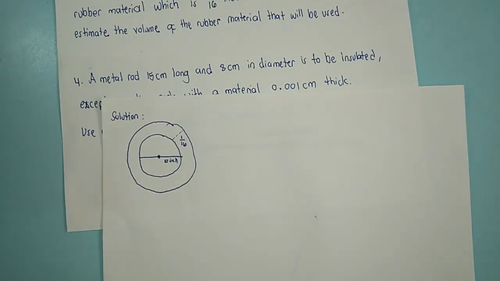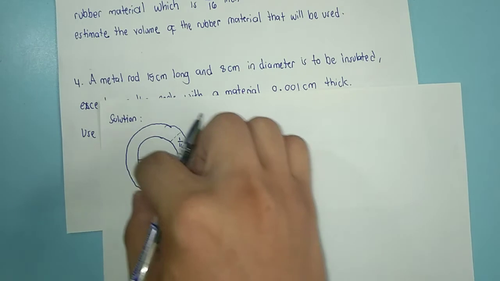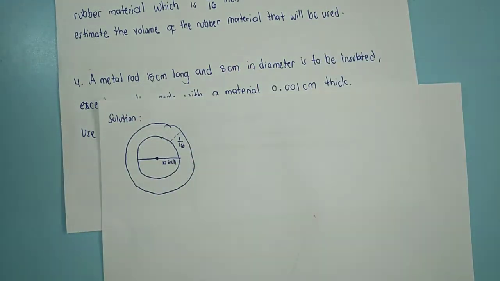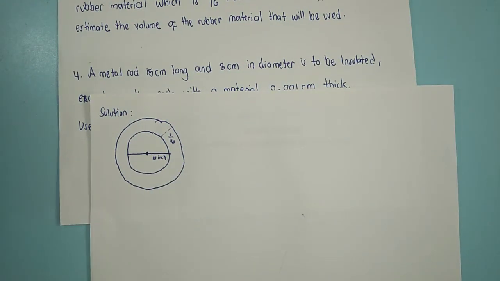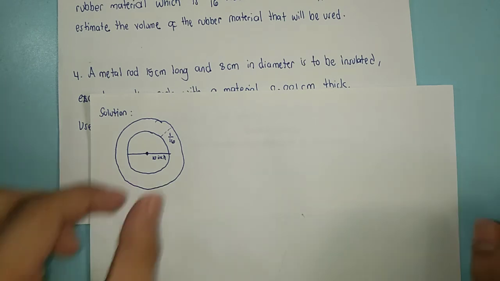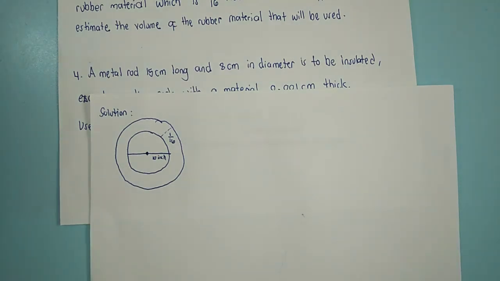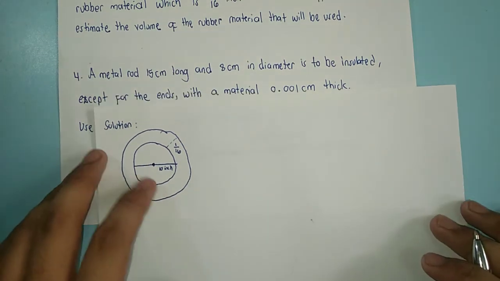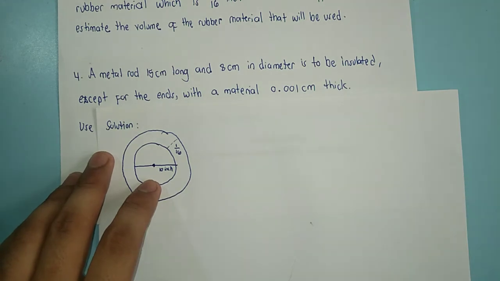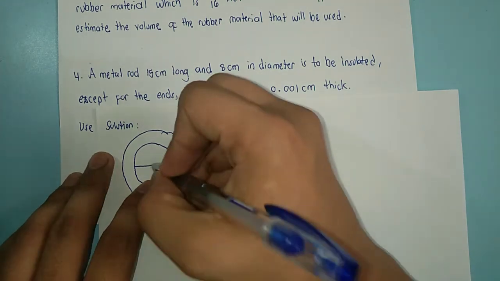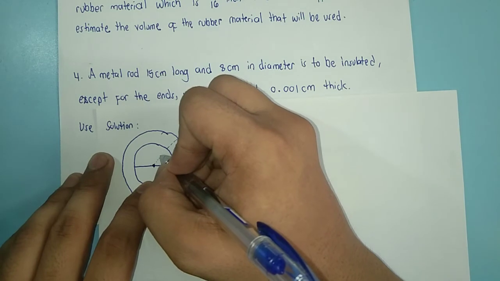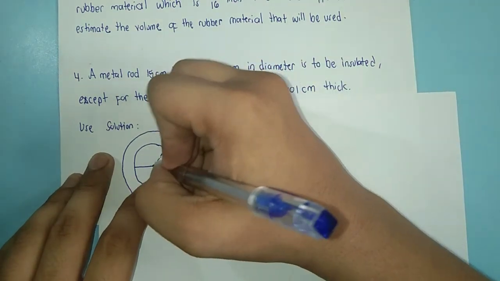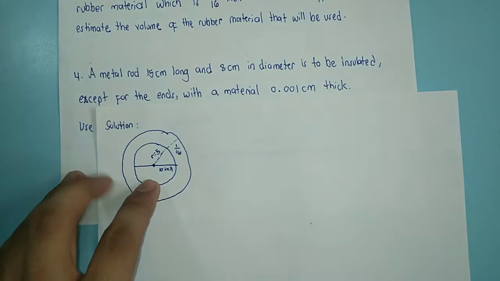Now, ang pinapahanap sa atin, i-estimate daw natin yung volume ng rubber material na pinang-cover natin sa bola, using differential. Okay? Kung 10 inches yung diameter ng bola, ano yung magiging radius niyan? Yung radius, syempre yung kalahati ng diameter. So kalahati ng 10 inches, that is 5 inches. So yung radius ay 5 inches.